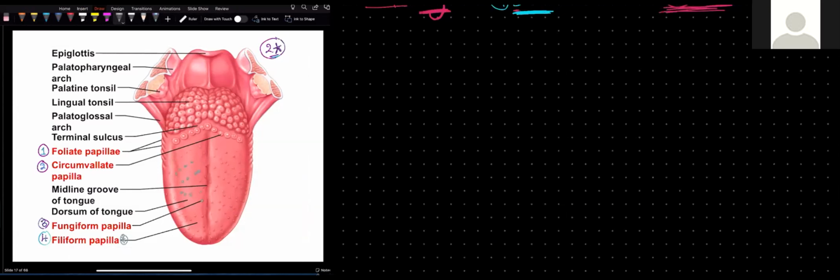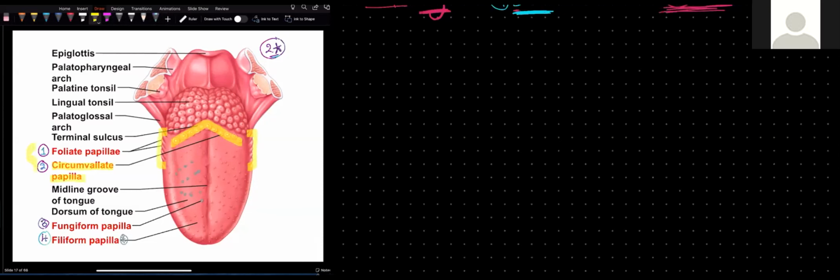In the posterior part of the tongue, we can see on the sides on here, we've got the foliate papillae, and arranged in a V-shaped line in the posterior part of the tongue, we've got the circumvallate papillae.